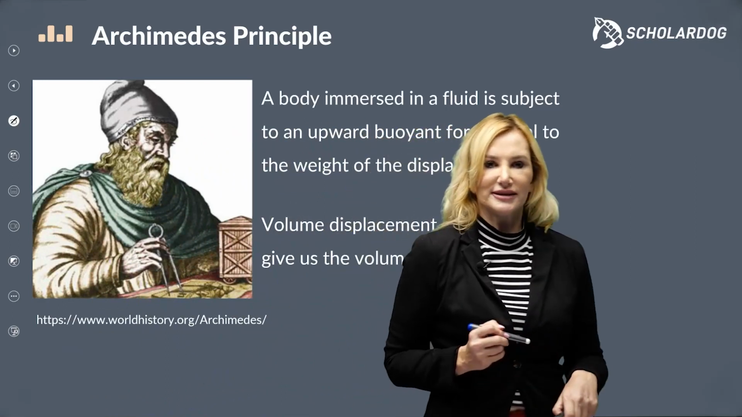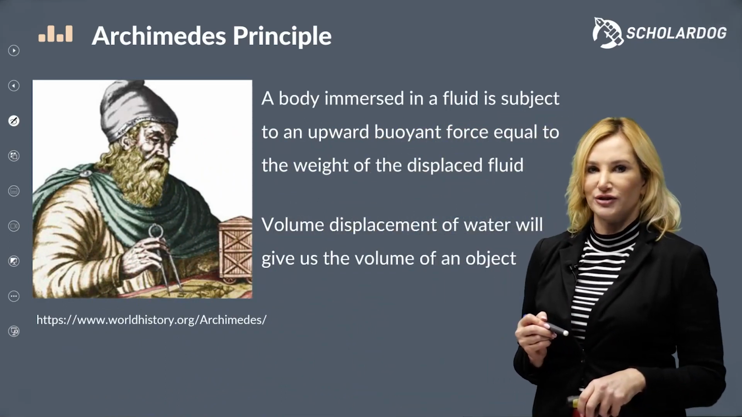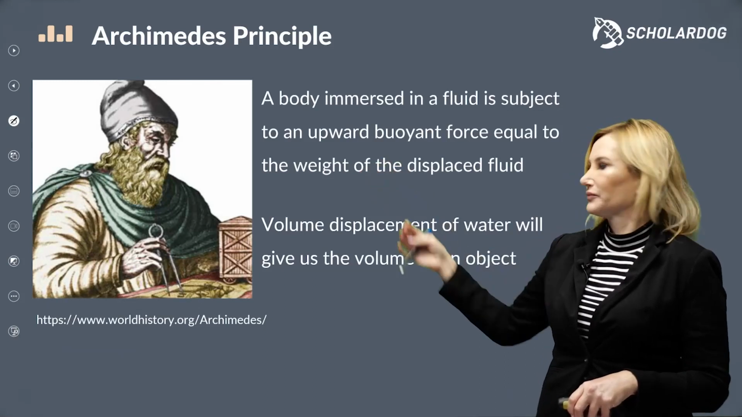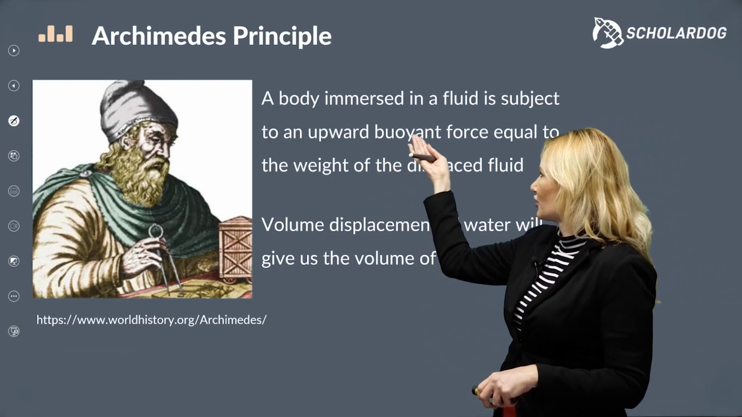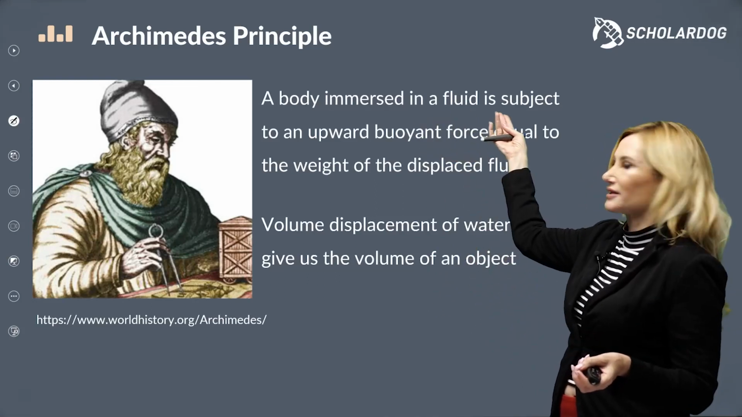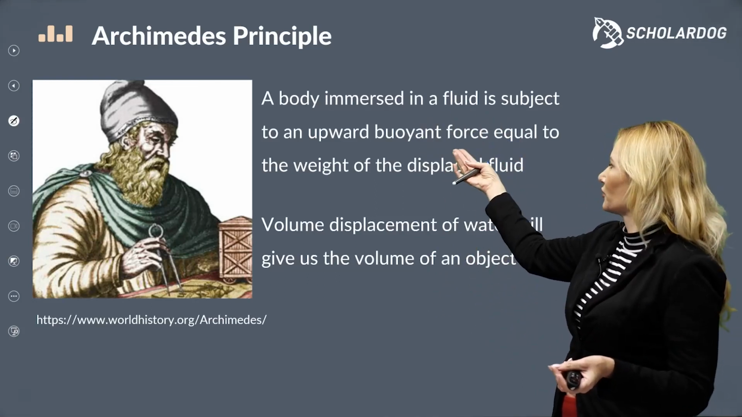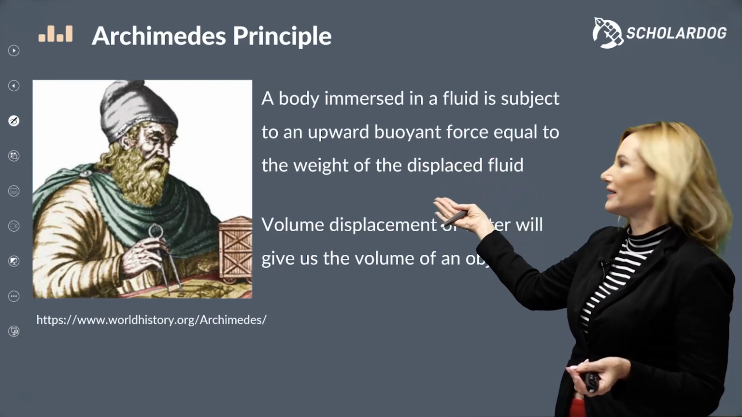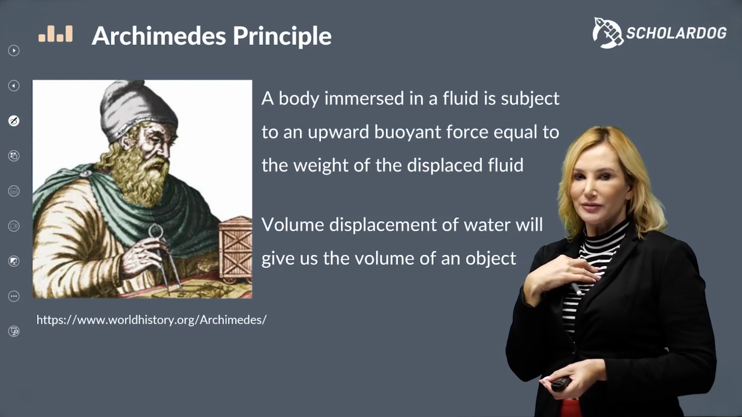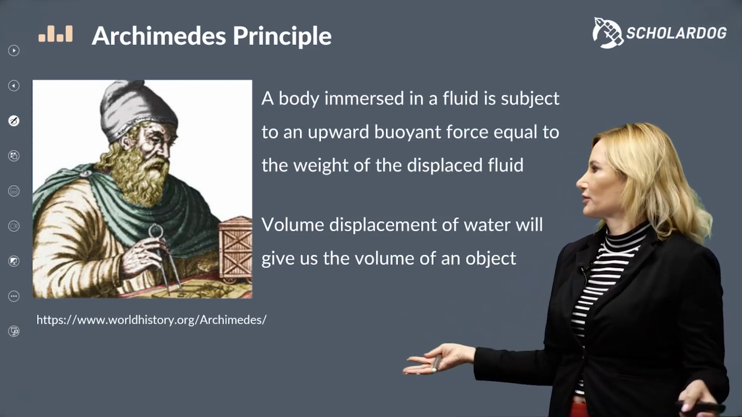In order to find the density of an unknown object, we are going to be using Archimedes' principle. So Archimedes' principle has a formal definition. A body immersed in a fluid is subject to an upward buoyant force equal to the weight of the displaced fluid. For us to be able to use it, we need to put this in simple terms.